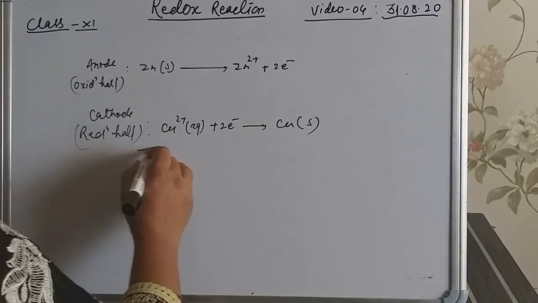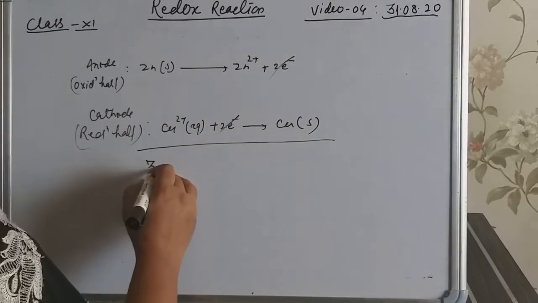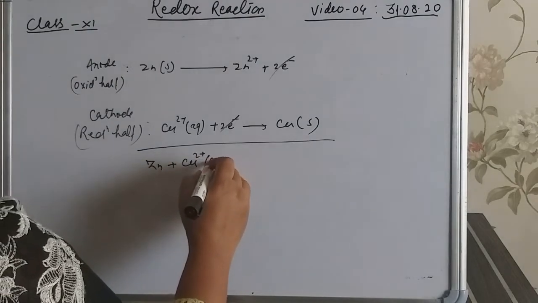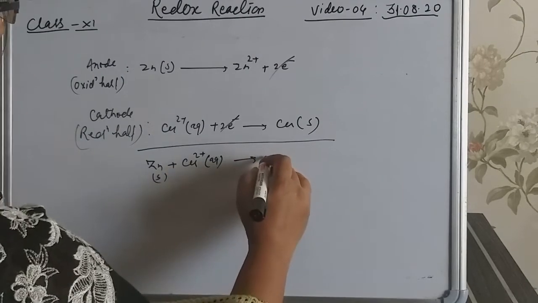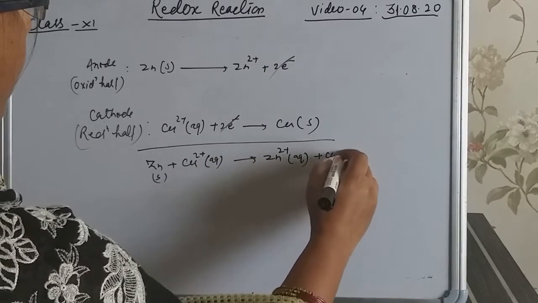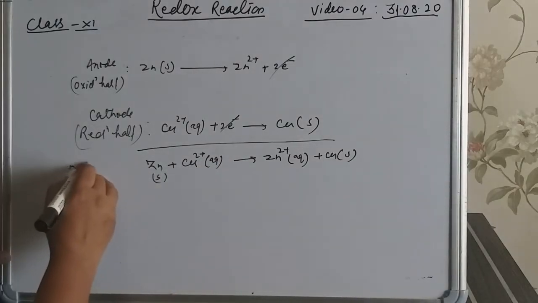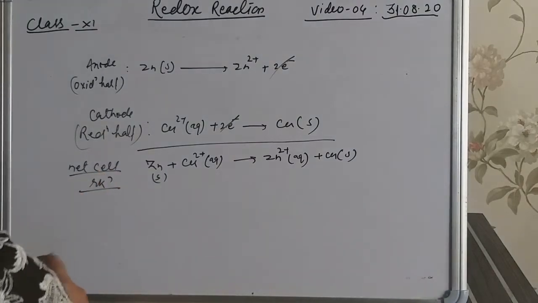So what happens in the net cell reaction? The number of electrons gained or lost cancel. So zinc plus copper 2 plus in aqueous form gives zinc ion in aqueous form and copper in solid form. So this is our net cell reaction. So students, how can we represent a galvanic cell, meaning an electrochemical cell?